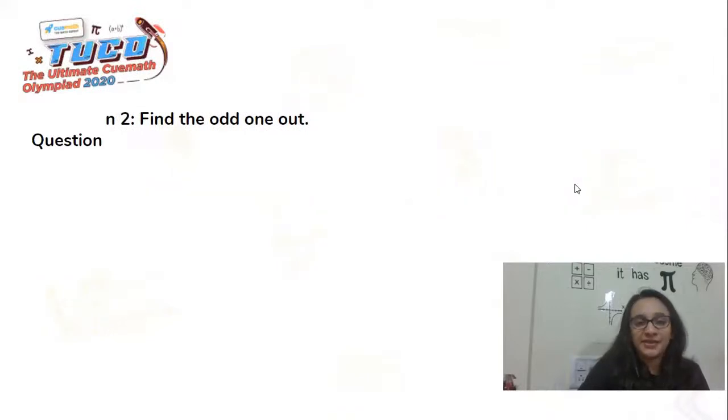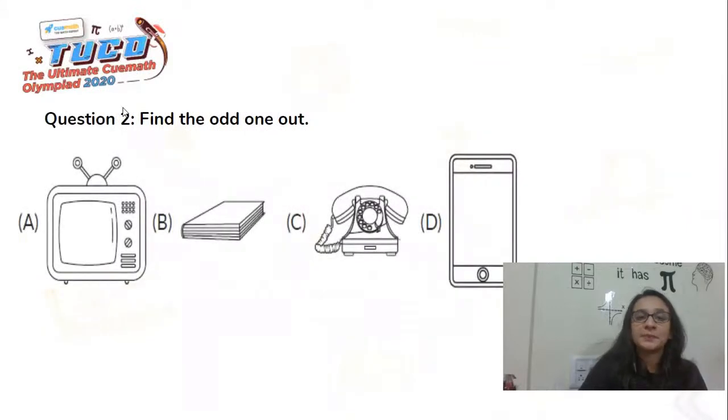Okay, again, find the odd one out. So here we have a television, a book, a phone, a landline phone, and a mobile. If you observe very clearly, these three are electronic mediums of communication. That is, you can communicate through these three devices electronically, wherein the book is a print media. It is not electronic at all. So the odd one out here becomes the book.